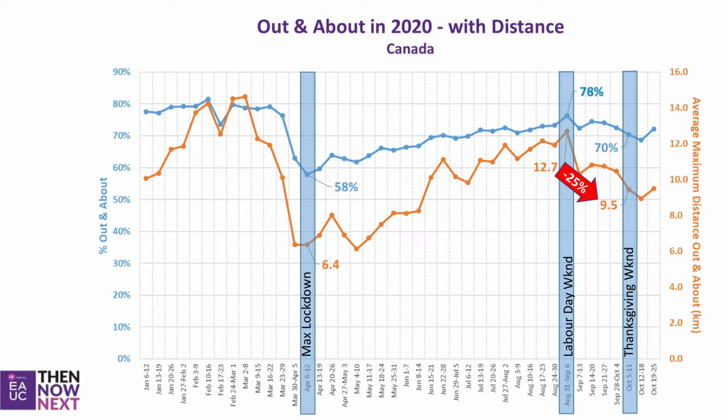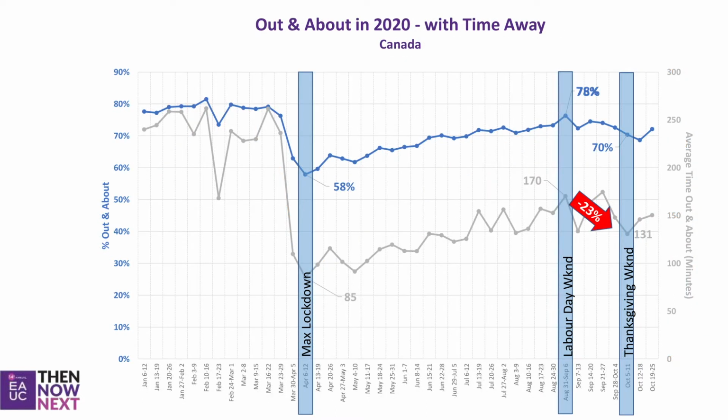Pre-COVID, typically 12 to 14 kilometers was the maximum extent that people would travel. But that number was cut in half by the spring lockdown, so people were really staying home. There wasn't anywhere to go, I guess. By Labor Day, those numbers had recovered to about 12.7 kilometers. From Labor Day to Thanksgiving, in 5 short weeks, Canadians moved around 25% less. The average distance had gone down to 9.5 kilometers. When you look at a more nuanced measure like distance, you start seeing that Canadians are still going out, but they're limiting the amount that they actually move around.